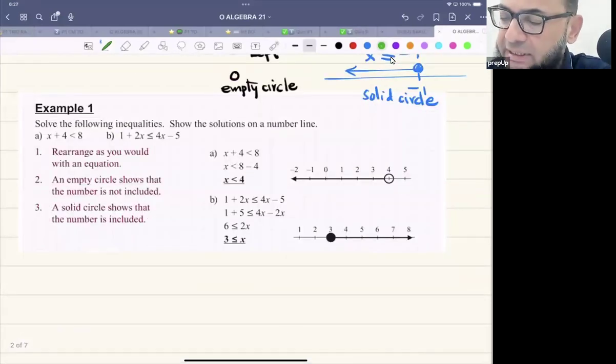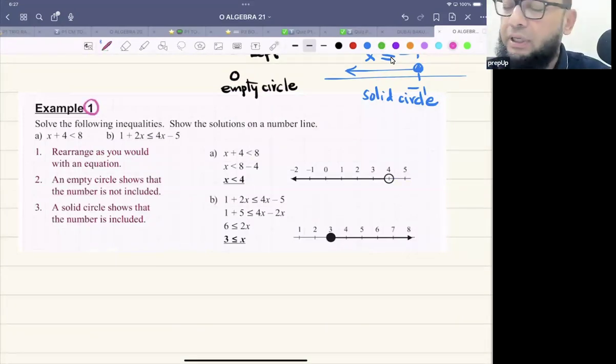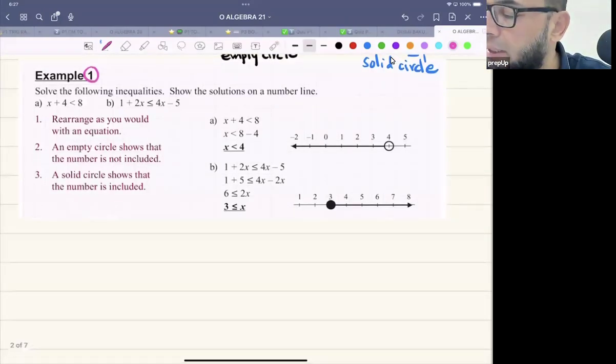Let's look at the first example. The example says solve the following inequalities. Let me just look at the WhatsApp if there is any question. The number line concept, that from the right values increase. Okay, let me explain it a bit more.